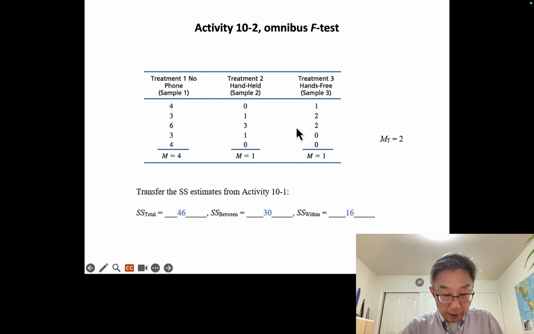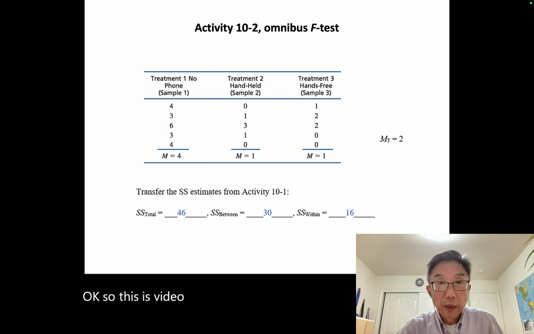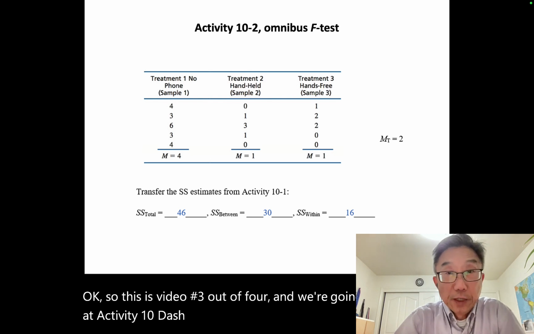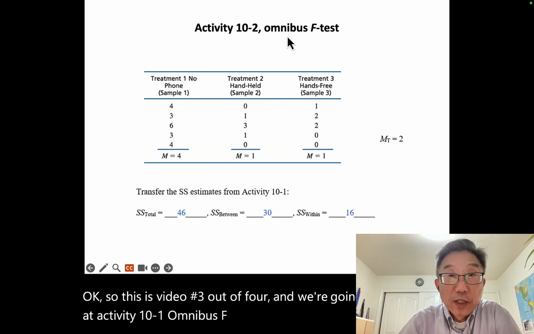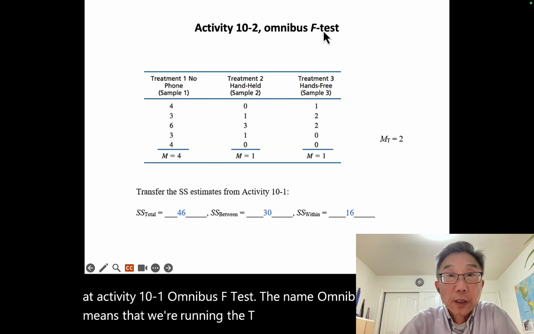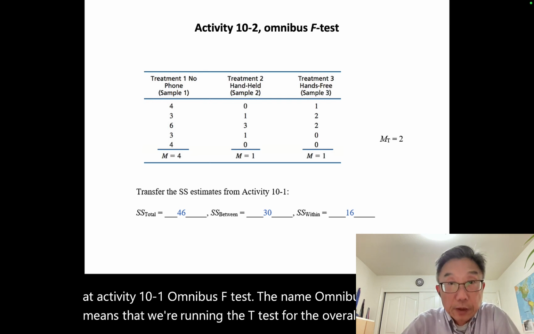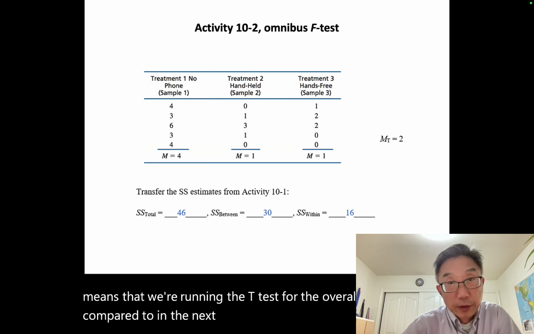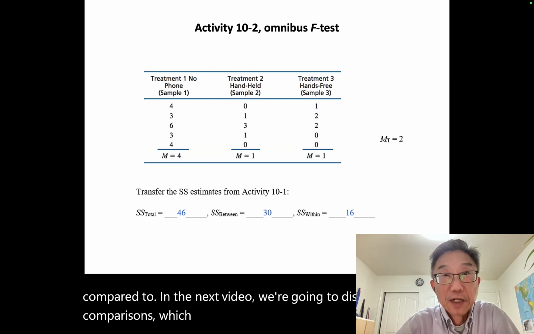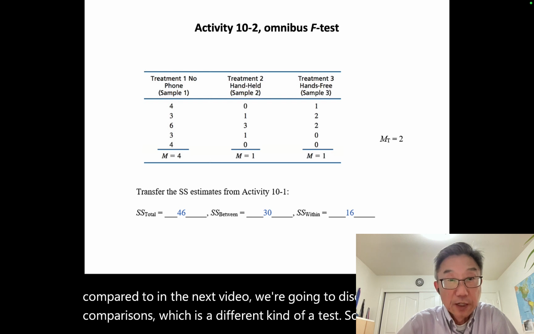Okay, so this is video number 3 out of 4, and we're going to take a look at activity 10-1, the omnibus F test. Again, the name omnibus F test means that we're running the test for the overall difference, as compared to the next video, where we're going to discuss pairwise comparisons, which is a different kind of test. So this is the omnibus F test.